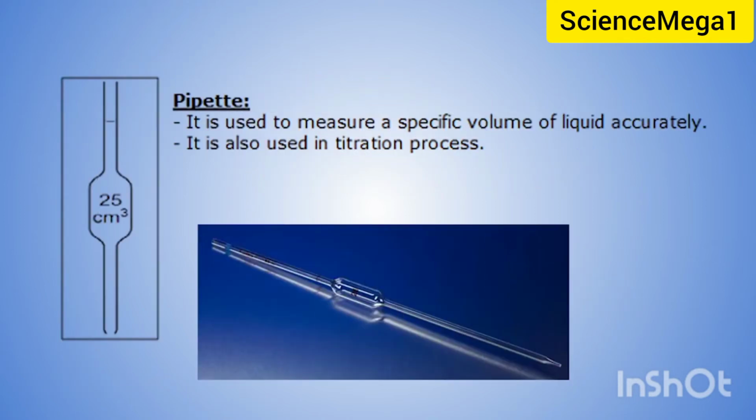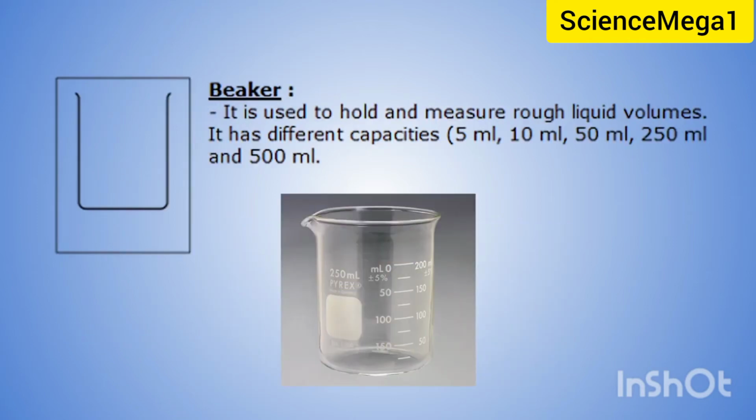Now we move to pipette. It is used to measure specific volume of liquid accurately. It is also used in titration process. Now I move on to beaker. It is used to hold and measure rough liquid volumes. It has different capacities. We have 5 ml, 10 ml, 50 ml, 250 ml, and 500 ml.